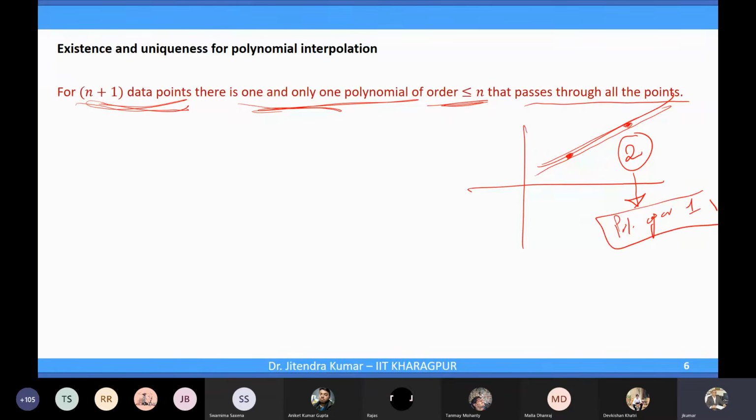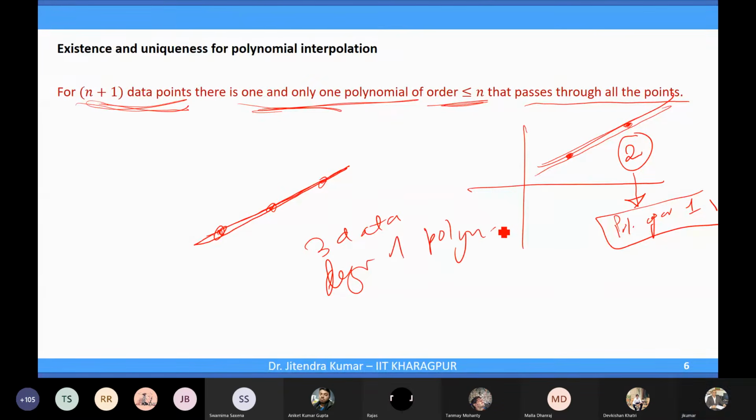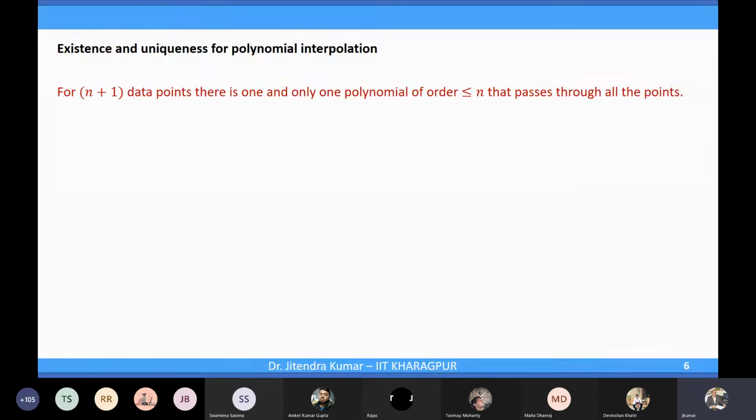If 2 points are given. Why less than or equal to 1? Because it may happen that there are 3 points, but still you have only the unique polynomial, which is the straight line, right? So 3 data points were given, and we have our degree 1 polynomial. Correct? So that is the result here, that for n plus 1 data points, there is one and only one.